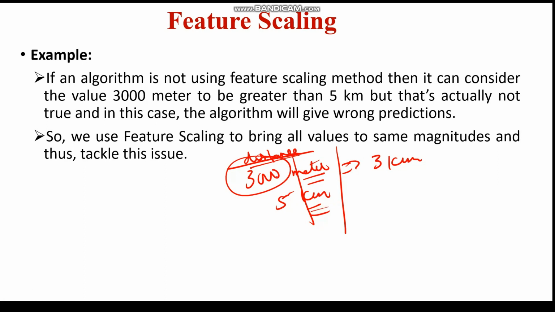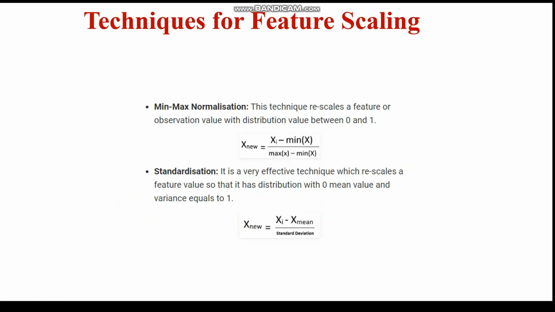So when we perform feature scaling, all the units will be treated at the same level. So this will be considered as 3000 meter and 5000 meter, or it will consider this as 3 kilometer and 5 kilometer. So in this case, it will provide the correct result. So this is the role of feature scaling. Feature scaling will bring all the values to the same magnitudes and thus tackle this issue.